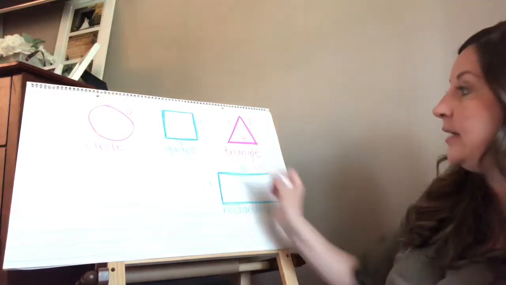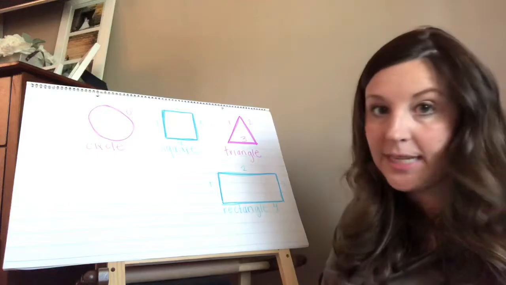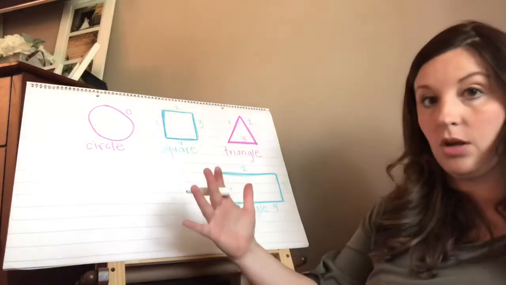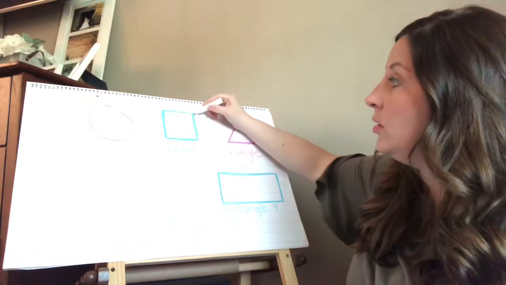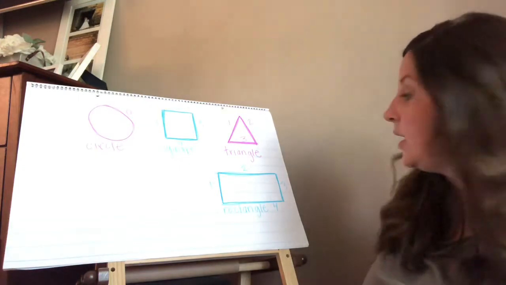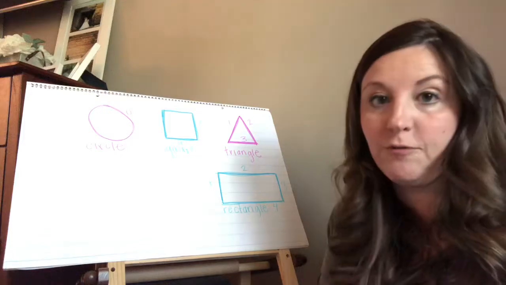So a rectangle and a square both have 4 sides, but they're not the same shape. This is a rectangle. A rectangle is long. This is a square. A square is equal on all sides. All of the sides are equal. So rectangles and squares both have 4 sides, but they're different shapes.